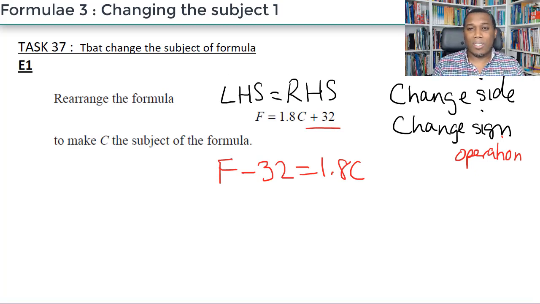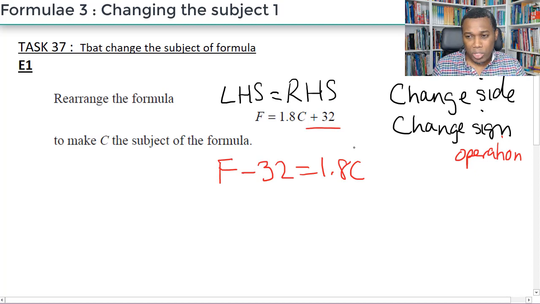Now for the second phase. Remember, we want C all by itself. We don't want 1C, 2C, or in this case, 1.8 multiplied by C. And it's really important to remember that's the operation here. 1.8 is being multiplied by C, or C is being multiplied by 1.8. Order doesn't matter. And we apply the rule again. If you change the side, and 1.8 cannot stay on the right, it has to go on the left-hand side, so I have to change the sign.